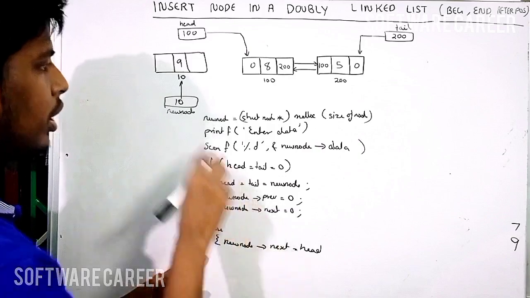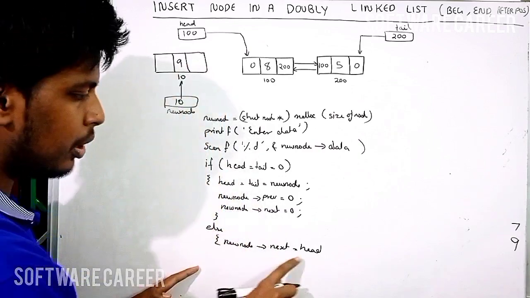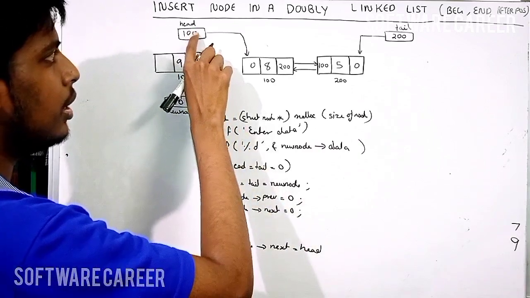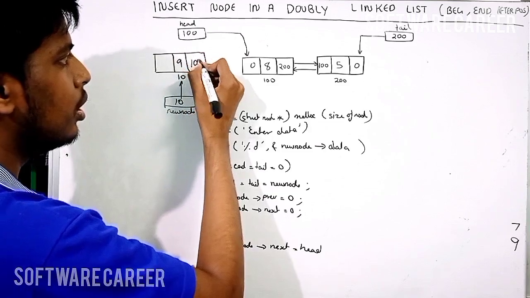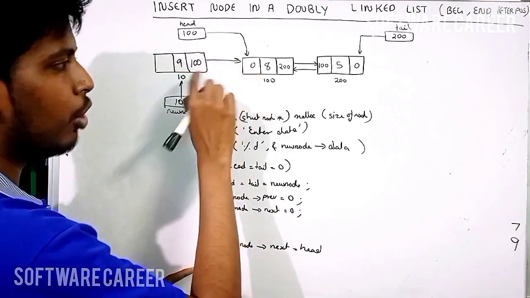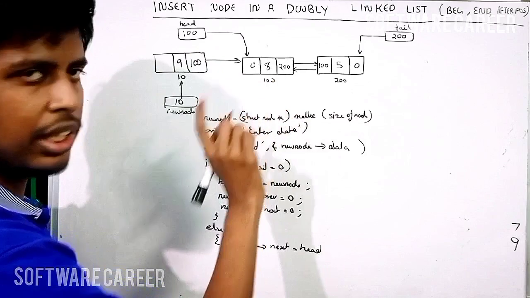Now see what new node next is. New node next is the next pointer. In this pointer I am storing the head value, the head address. Head is 100, so I am storing 100. So it creates a forward link in the forward direction. It points to this node having address 100.